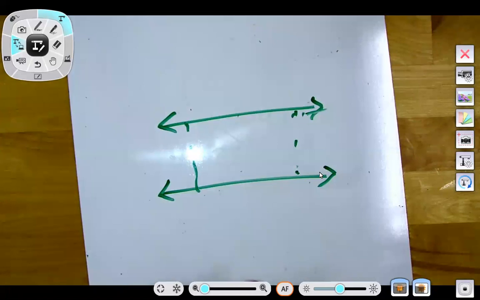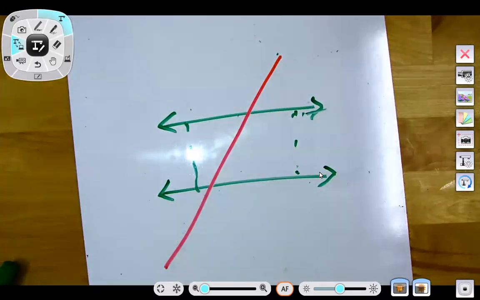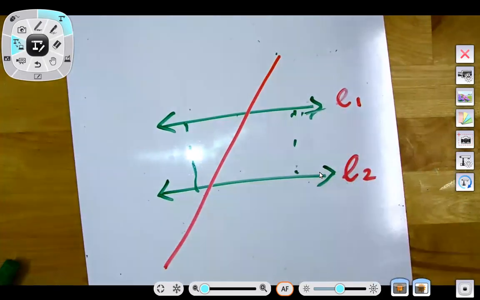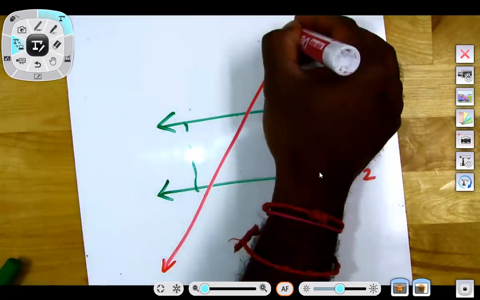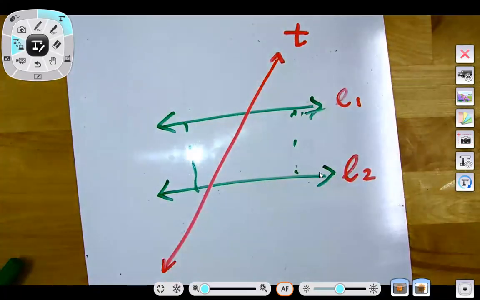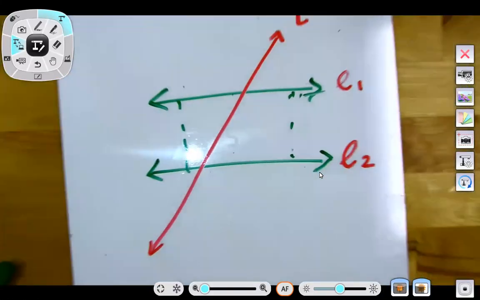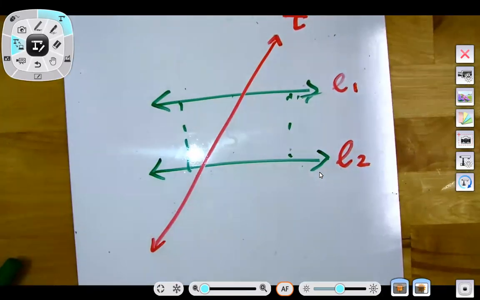What is the other one? The line that goes through two parallel lines is called a transversal. All right. So let's say L1, L2, these two lines, and there's a transversal going through, just say T. Now there will be a few pairs of angles that you're going to see in here.